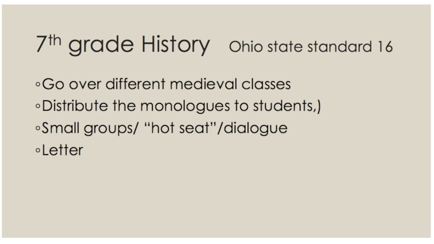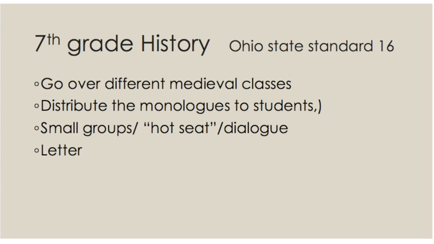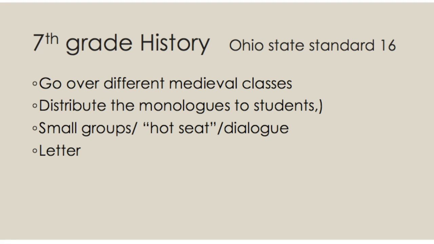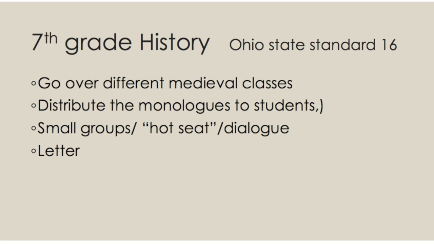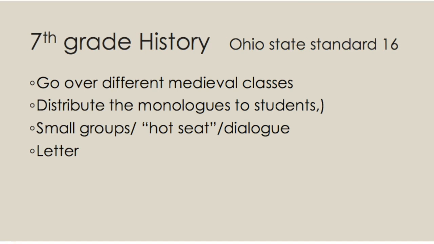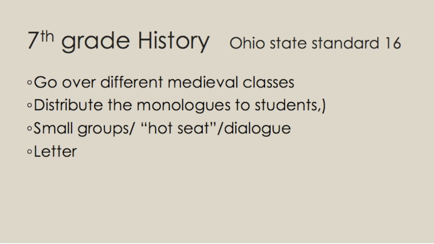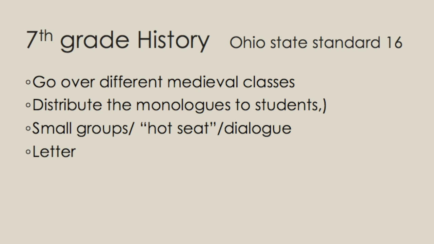My second lesson plan is 7th grade history. In class, we will go over the different medieval classes, and then I will distribute a monologue to each student, making sure they receive a different one than from the one they had in English class. Then they will have to read silently or quietly to themselves using the student-created guide and even asking the teachers questions to make sure they understand the monologue they received.